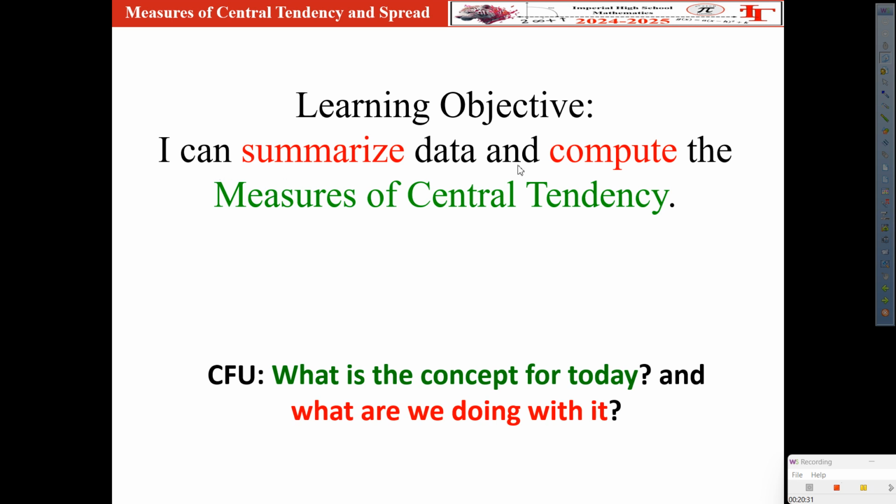All right, here we go. Write this down. I can summarize data and compute the measure of central tendency. Say that 3 times really fast. Let's go. So tell your neighbor the main idea for today. What is our main idea for today? Measures of central tendency. And what are we doing with that? Summarizing and computing. That is correct.